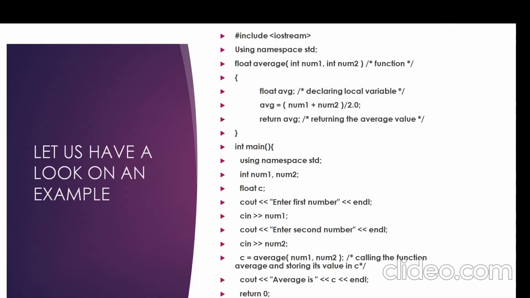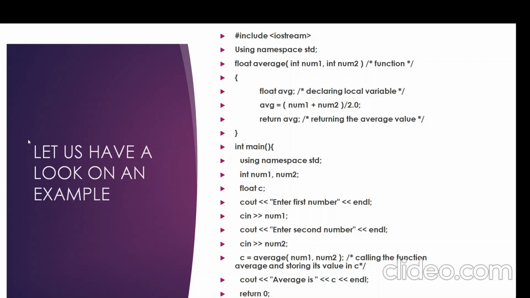Here, a function named average with two integer parameters num1 and num2 and return type float is declared. This means while calling the average function inside the main function, we need to give two integers as input and in return it will give us float as output.